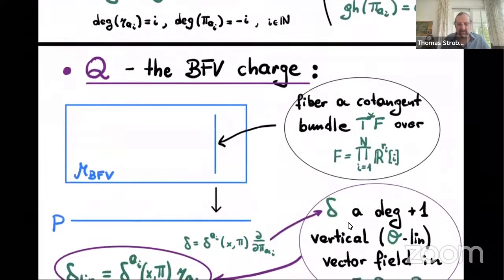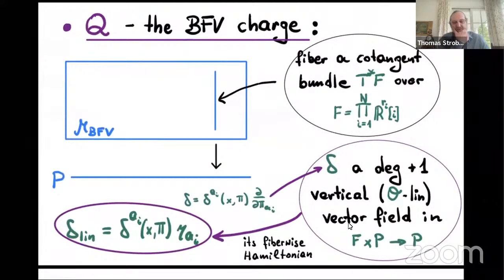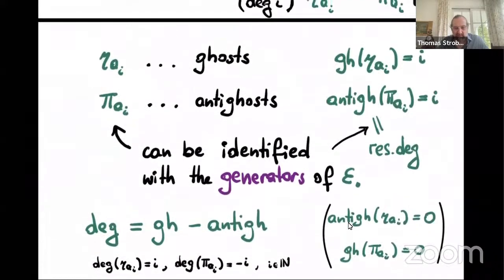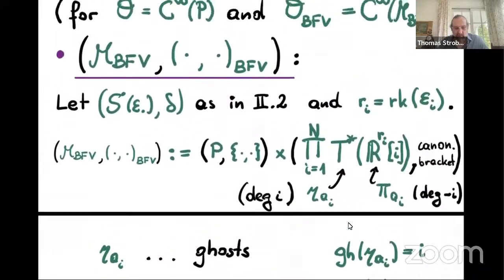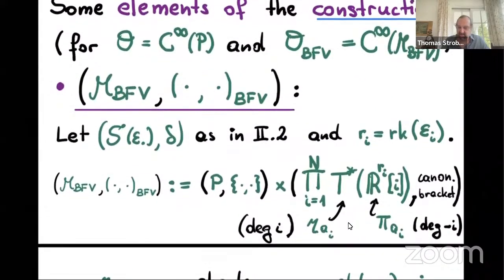Now, to give an idea of the construction of the BFV charge. Maybe I should still make some remark before. In this resolution of this ideal, this bracket never appeared. So there will be some point where this bracket needs to enter the game, and this will be in Q.